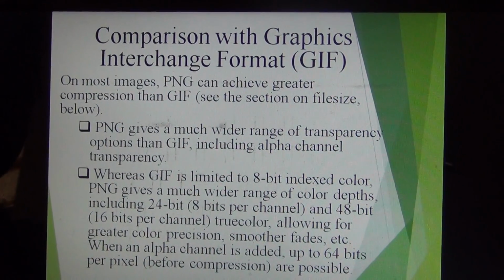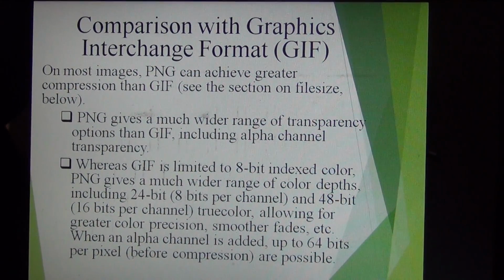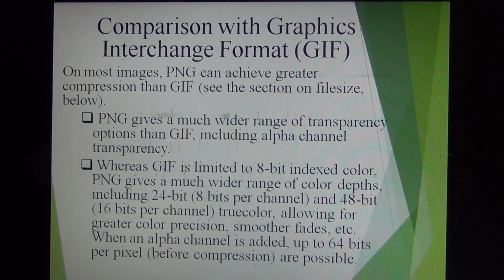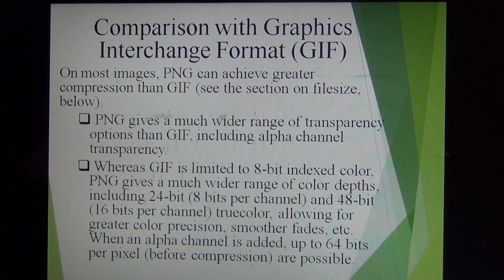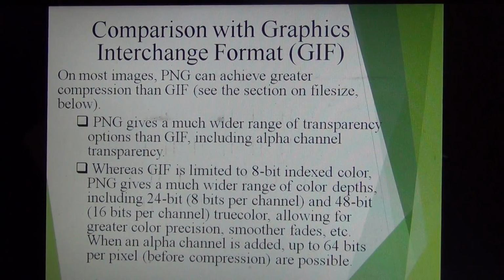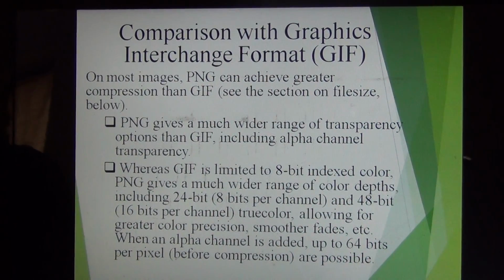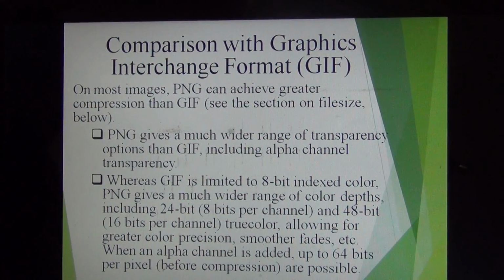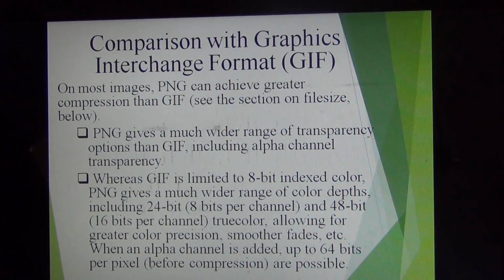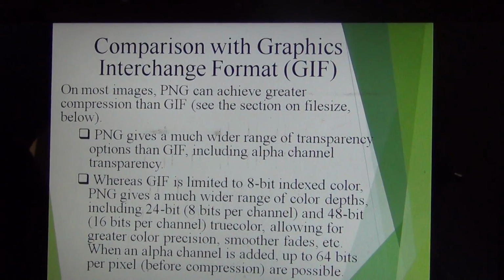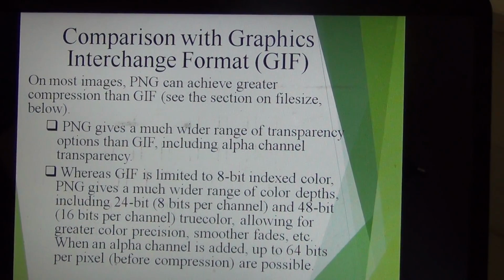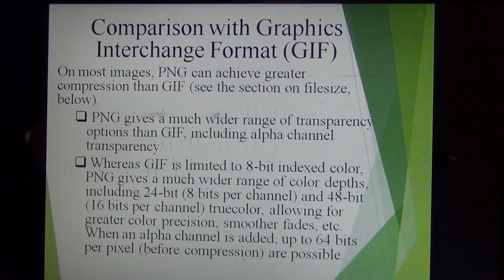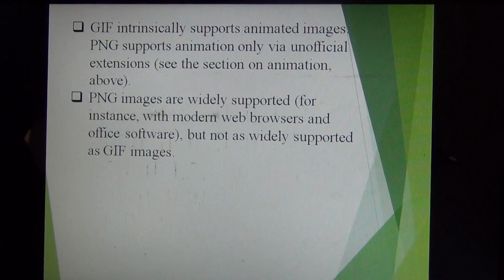On most images, PNG can achieve greater compression than GIF. PNG gives a much wider range of transparency options than GIF, including alpha channel transparency, whereas GIF is limited to 8-bit indexed color. PNG gives a much wider range of color depths, including 24 bits and 48 bits true color, allowing for greater color precision, smoother fades, etc. When the alpha channel is added, up to 64 bits per pixel are possible.